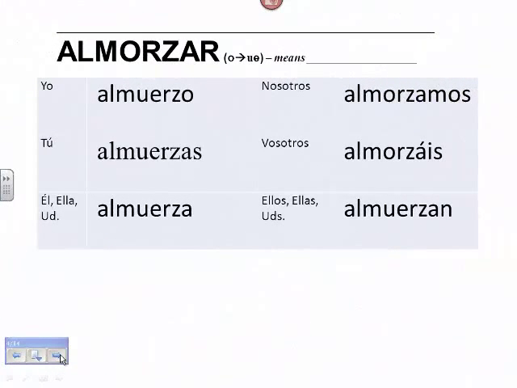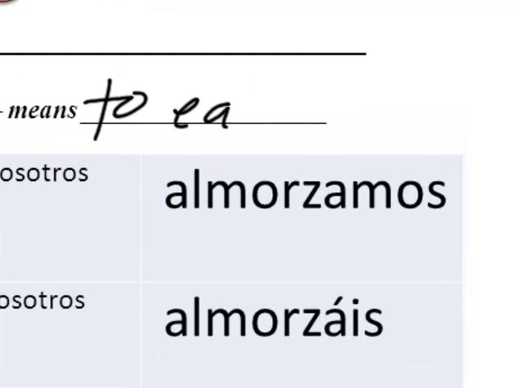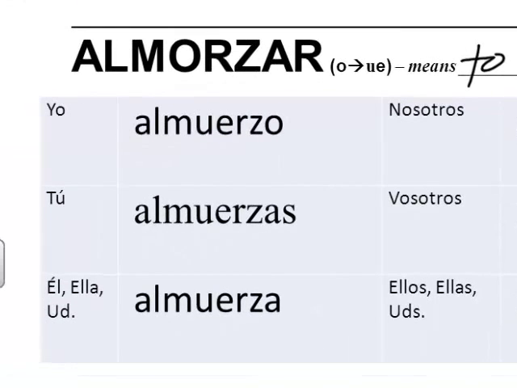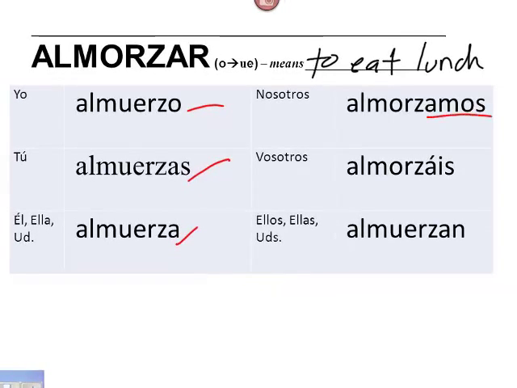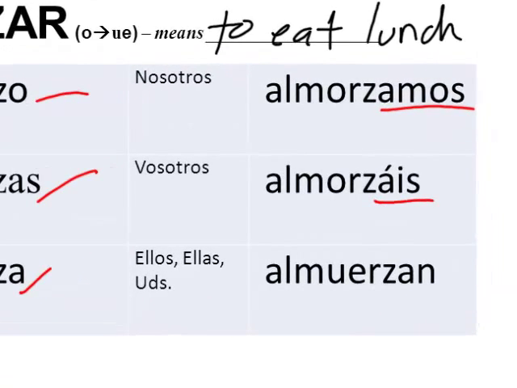We had the verb almorzar this chapter. You might remember almorzar means to eat lunch. So if you want to say I eat lunch, you would say almuerzo. You eat lunch, tú almorzas. Tú almorzas con tus amigos en la escuela. He, she, usted eats lunch, almuerza. El señor Martínez almuerza con el señor González. Nosotros almorzamos, we eat lunch. Almorzáis, if you're in Spain. We won't really have that on the test, and almuerzan.